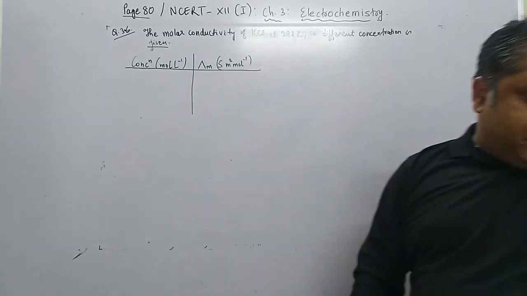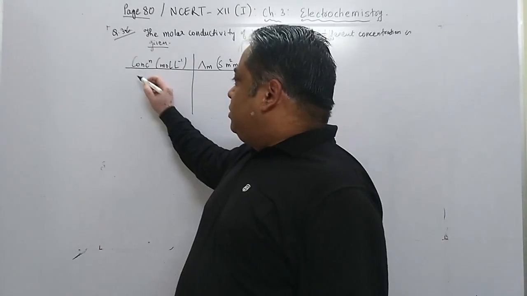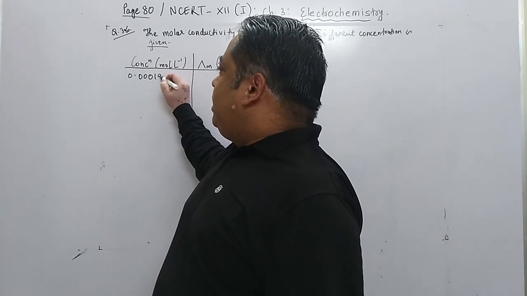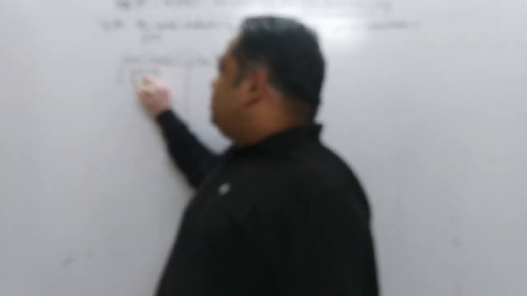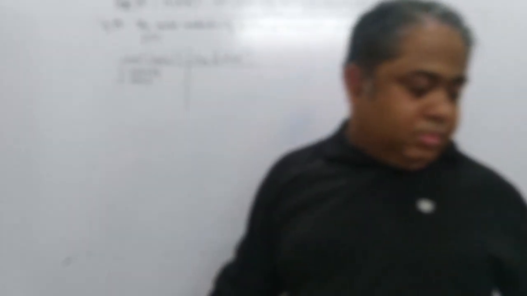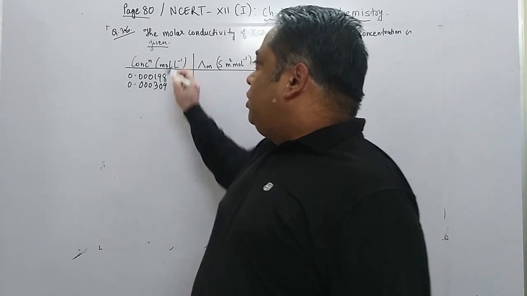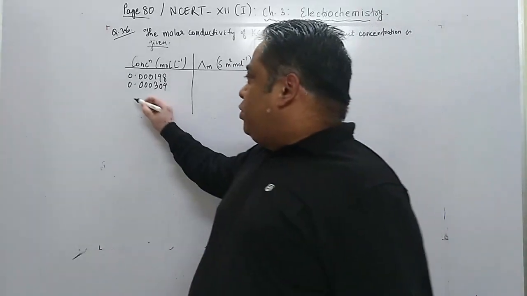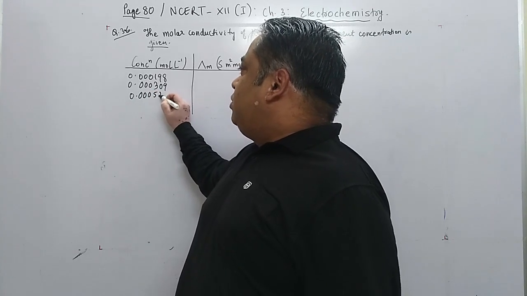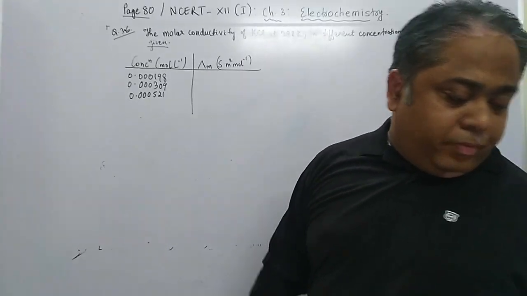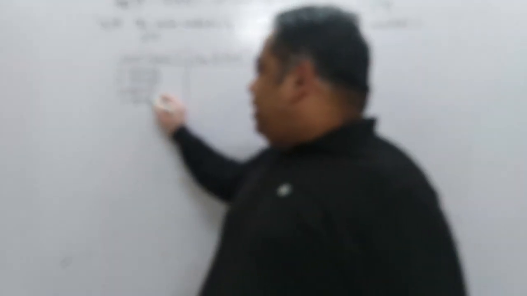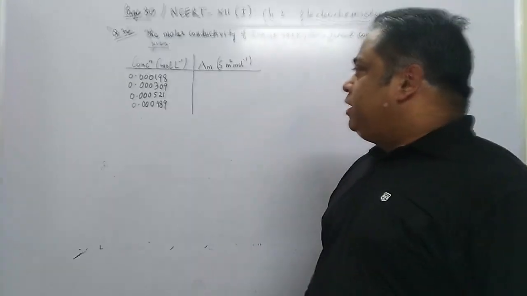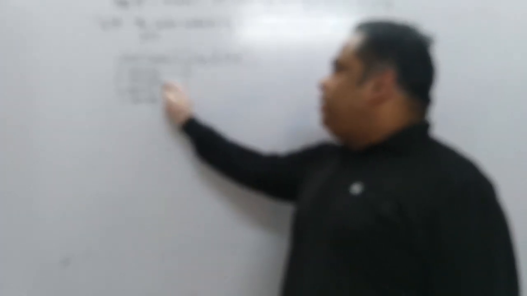So there are four values which are given. These are 0.000198, and the unit is written at the top, 0.000309, unit is mole per liter again, 0.000521, unit is given again mole per liter, and 0.000989, unit is mole per liter for all. So for each of these corresponding values, the molar conductivity is given.